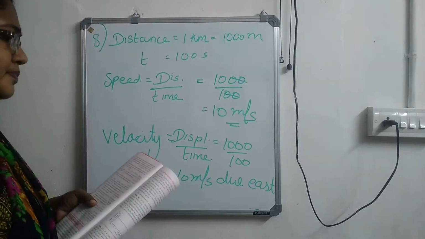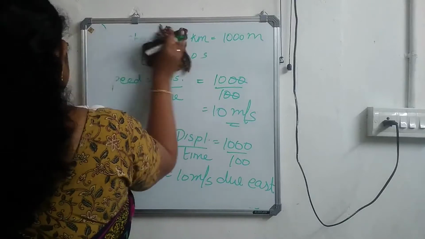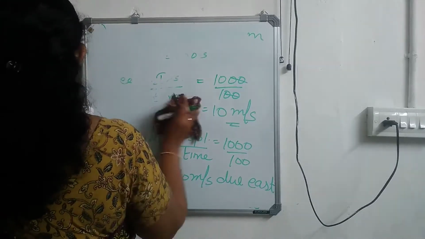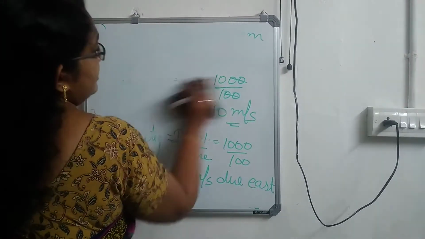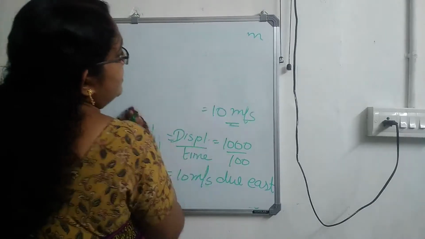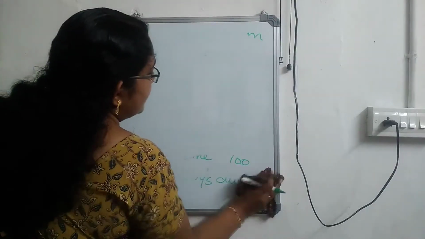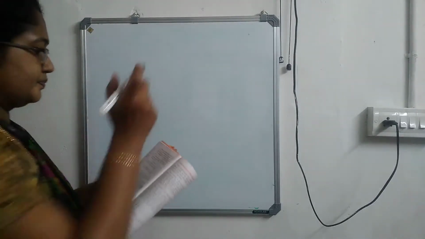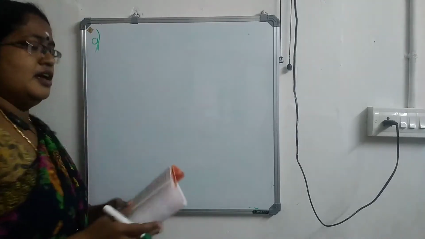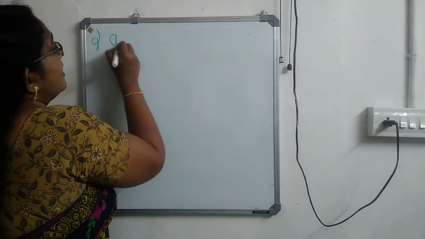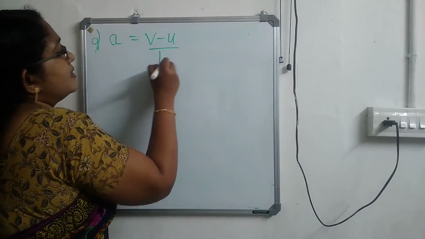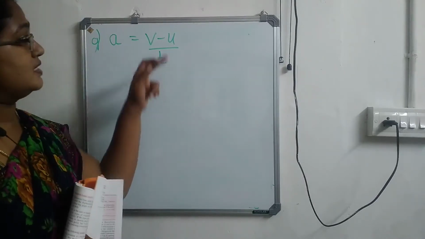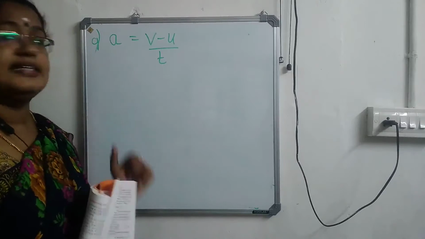Question number 9. A body starts from rest and acquires a velocity 10 meter per second in 2 seconds. What is the acceleration? So, in order to calculate acceleration, I have already given an equation. What was the equation? A is equal to V minus U by T, where A is the acceleration, V is the final velocity, U is the initial velocity, and T is the time.